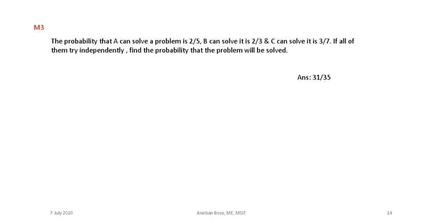Now let us consider this problem. The probability that A can solve a problem is 2 by 5, B can solve it is 2 by 3, and C can solve it is 3 by 7. If all of them try independently, find the probability that the problem will be solved.